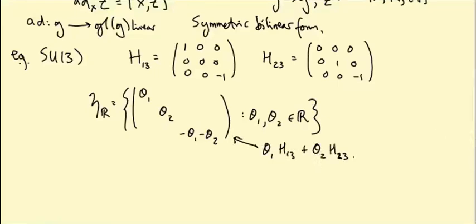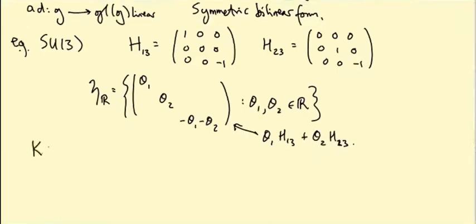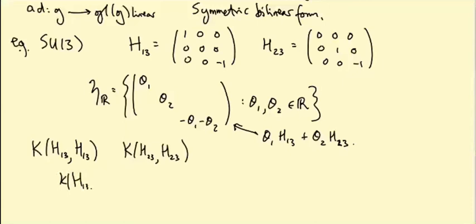So what I want to do is compute the Killing form applied to H13 and H13, the Killing form applied to H23 and H23, and the Killing form applied to H13 and H23. And we'll see that this is a lot like a dot product. This will turn out to be 12, this will turn out to be 12, and this will turn out to be 6.